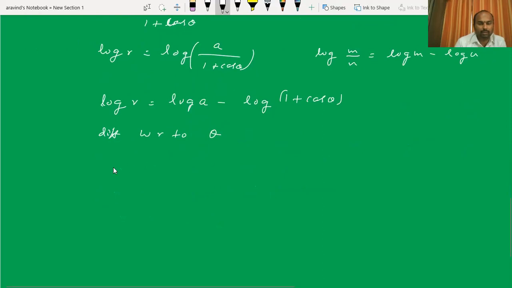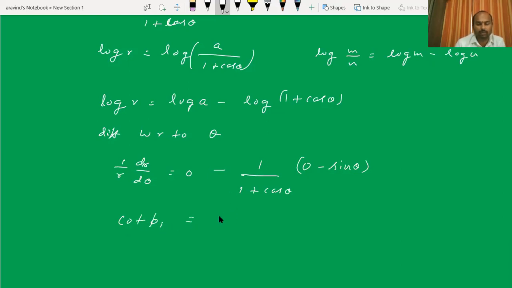That is, log r derivative will be 1 by r into dr by d theta. Log a derivative is 0. Log of 1 plus cos theta means 1 by 1 plus cos theta. 1 derivative is 0. Cos theta derivative is minus sin theta. Left hand side I'll denote as cot phi 1; minus into minus is plus, so sin theta by 1 plus cos theta.